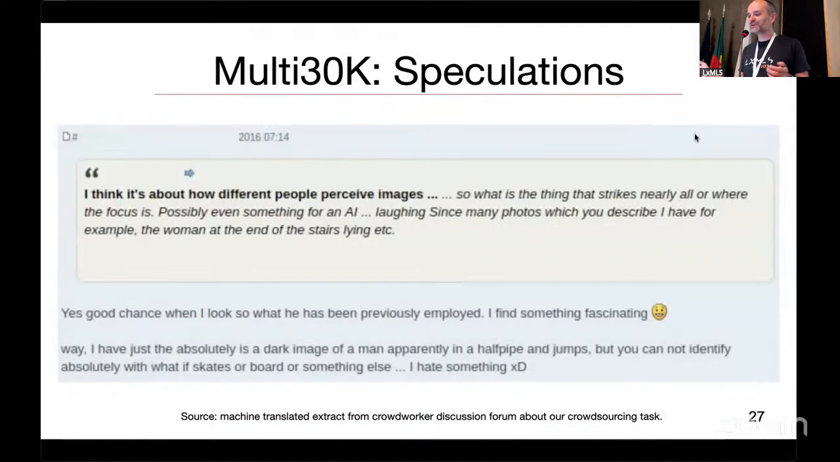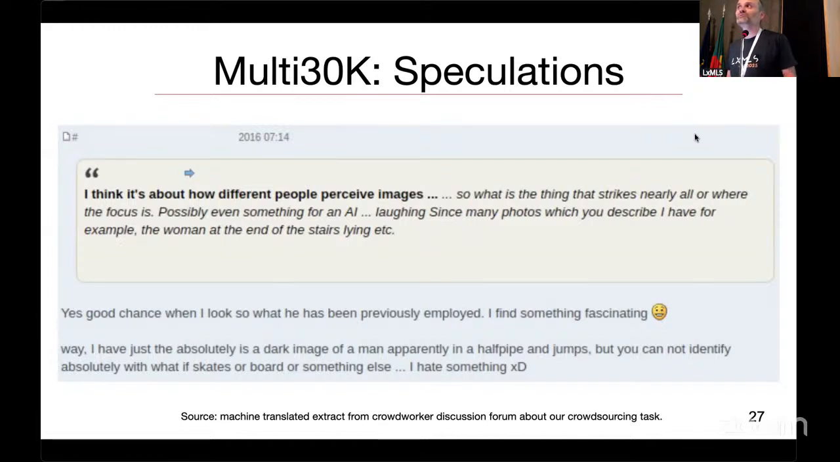We also found that people were speculating about our intentions. They didn't know who I was. I didn't announce myself, but they could see my name as the person collecting the data. And they thought that this was because I wanted to know how different people perceive images, or that perhaps the project was something to do with AI. And somebody says that yes, they agree with that. And I looked at where this person is employed and I looked at their webpage.